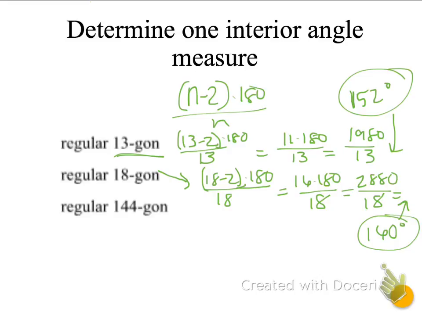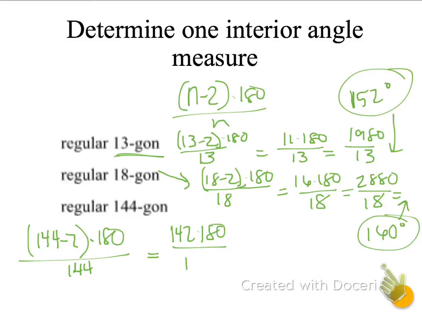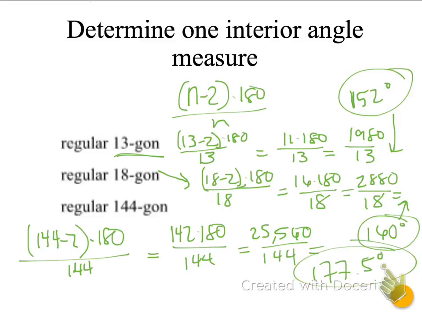So my last one, we're going to do 144 minus 2 times 180 divided by 144. 144 minus 2 is 142, so this one's going to be big on top. So 142 times 180 is 25,560, but we still got to divide it by 144. So one angle measure is 177.5 degrees.